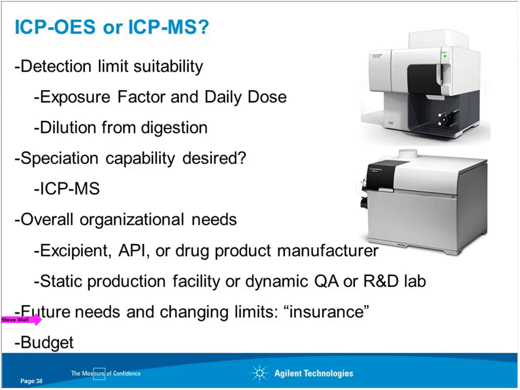But what we are seeing is that a lot of people are considering future needs and the potential for changing limits. So we can think of this as insurance for the future. If you want to have the lowest detection limit capabilities moving forward and ensure compliance in the future, people are looking for ICP-MS in that case. If you're comfortable with the limits that are currently proposed or you feel will be coming out, then the ICP-OES may be appropriate. Of course, budget's going to come into play there as well.